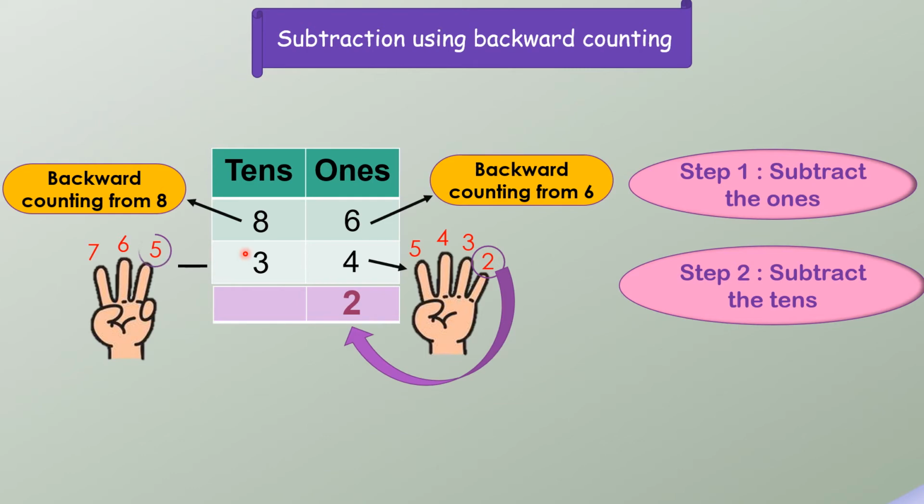5 comes under the tens column. So that's how we do. 52 is the answer.